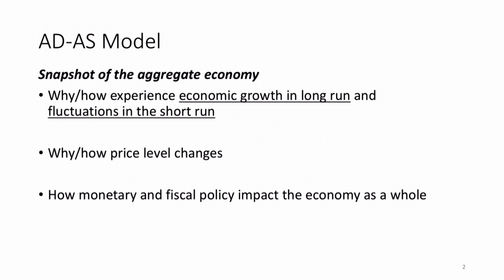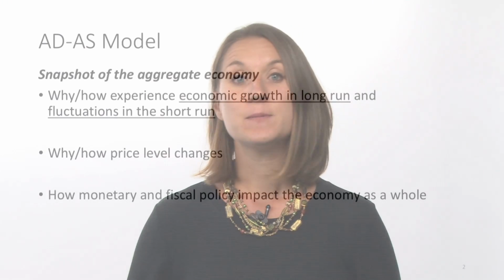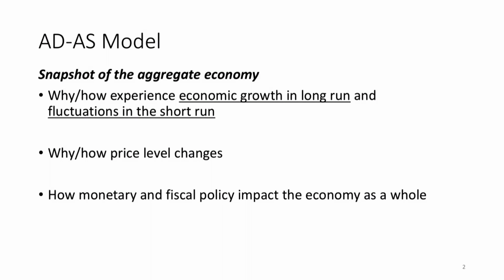So recall from our last module, we touched upon a little bit about the aggregate demand and aggregate supply model. The ADAS model allows us to understand how our economy is functioning and what is happening specifically in terms of long-run economic growth and why we have short-run economic fluctuations. It helps explain why we have fluctuations in the price level as well as fluctuations in output.